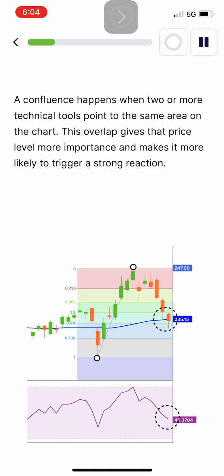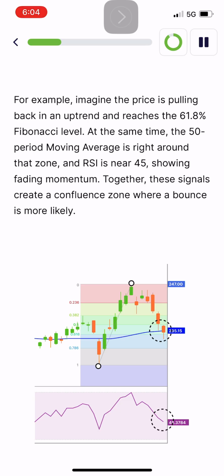A confluence happens when two or more technical tools point to the same area on the chart. This overlap gives that price level more importance and makes it more likely to trigger a strong reaction. For example, imagine the price is pulling back in an uptrend and reaches the 61.8% Fibonacci level. At the same time, the 50-period moving average is right around that zone, and RSI is near 45, showing fading momentum. Together, these signals create a confluence zone where a bounce is more likely.